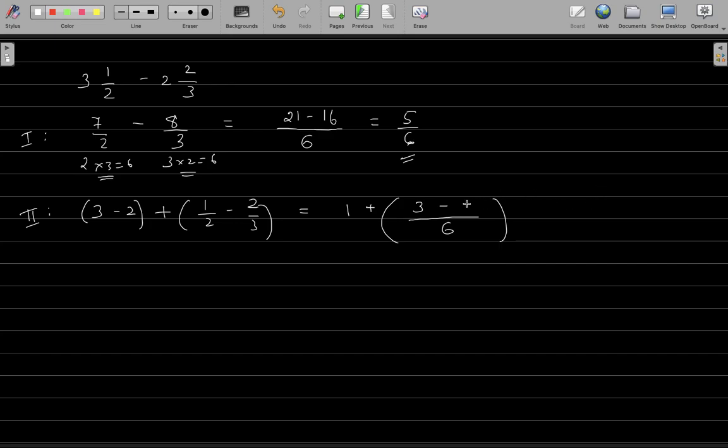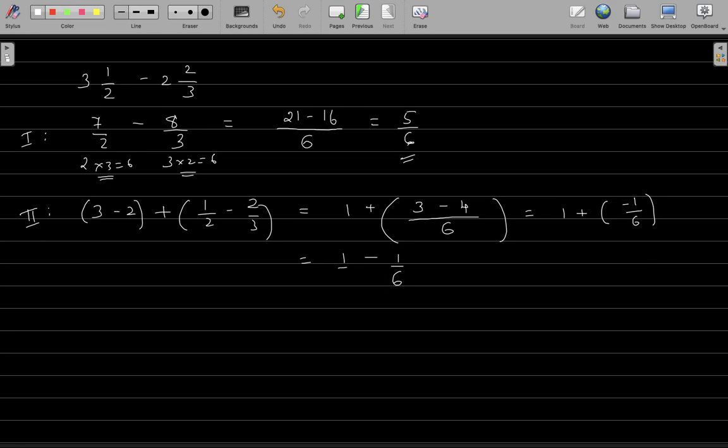2 times 2 is 4. So this is 1 plus, now 3 minus 4. What is 3 minus 4? 3 minus 4 is negative 1. So this will be negative 1 by 6. That is, you're going to have it as 1 plus into minus, that is positive times negative is negative. So you're going to write it as 1 minus 1 by 6.